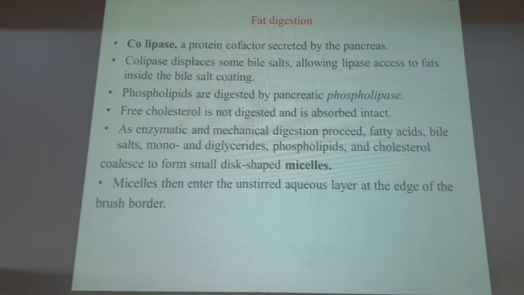The brush border is the intestinal layer with enzymes on the surface of the intestinal enterocyte cells, at the villi. For example, the disaccharidases will split the disaccharides to help absorption.